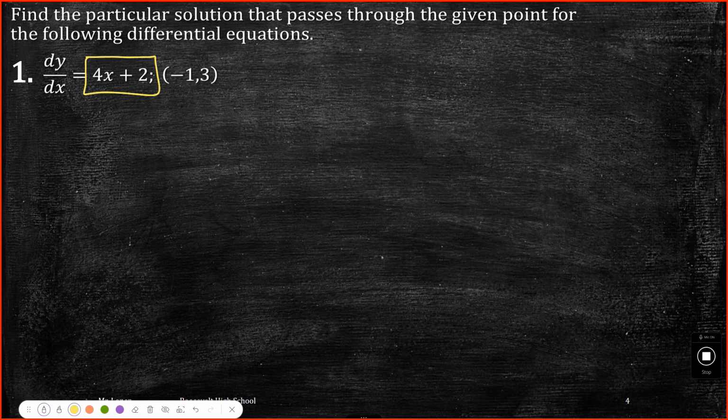We separate the variables, the dy. See up here on the right side, we only got x variable, 4x plus 2. So we're going to move this dx over to the other side. So what I'm going to do is times this by dx. So let's go ahead and do that. It'd be dy equals 4x plus 2 dx. And then I'm going to integrate this.